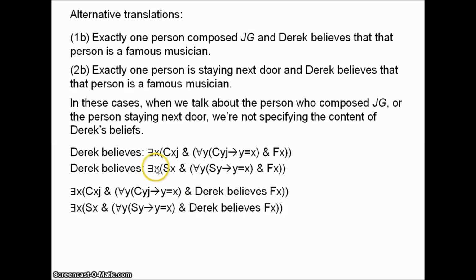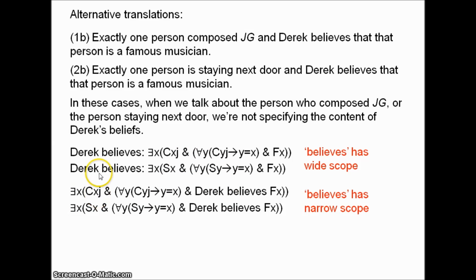Now, in the first reading, Derek believes that is said to have wide scope, because our phrase, exactly one person composed Joe's Garage, etc., falls within its scope. It falls within the scope of the belief operator, which you can see quite clearly here. You have the whole construction here falling within the scope of the belief operator. In the second, it has only narrow scope, because in this case, of course, it only applies to the famous musician part.